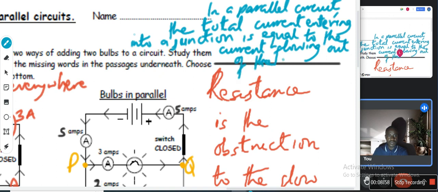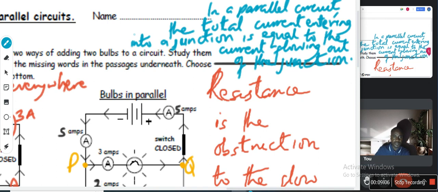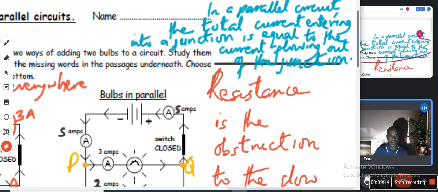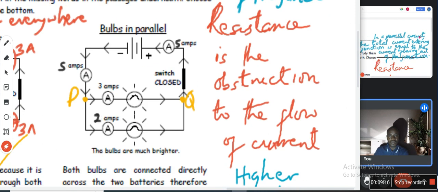Read out what I wrote in blue. In a parallel circuit, the total current entering into a junction is equal to the current flowing out of the junction. So the total current entering into a junction is equal to total current flowing out of the junction. Take note of this. When they meet at the next junction, they combine again and flow out.